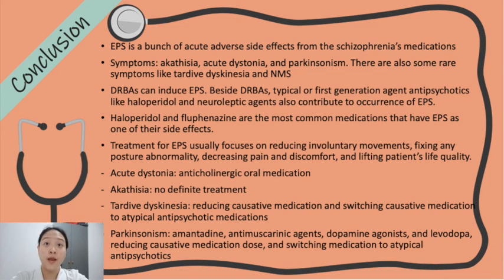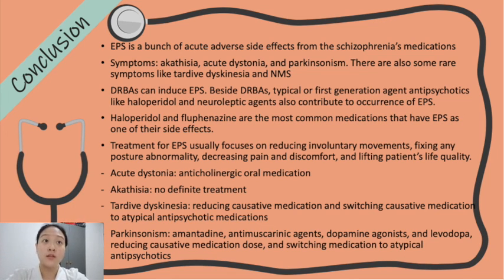New users of DRBA treatment have a high chance of experiencing EPS, so it is important to give low doses and slowly increase the dosage. First-generation antipsychotics like haloperidol and fluphenazine are the most common medications that have EPS as one of their side effects. Haloperidol could block D2 dopaminergic receptors and serotonergic 5-HT2A receptors, while fluphenazine acts primarily as an antagonist of postsynaptic D2 receptors.